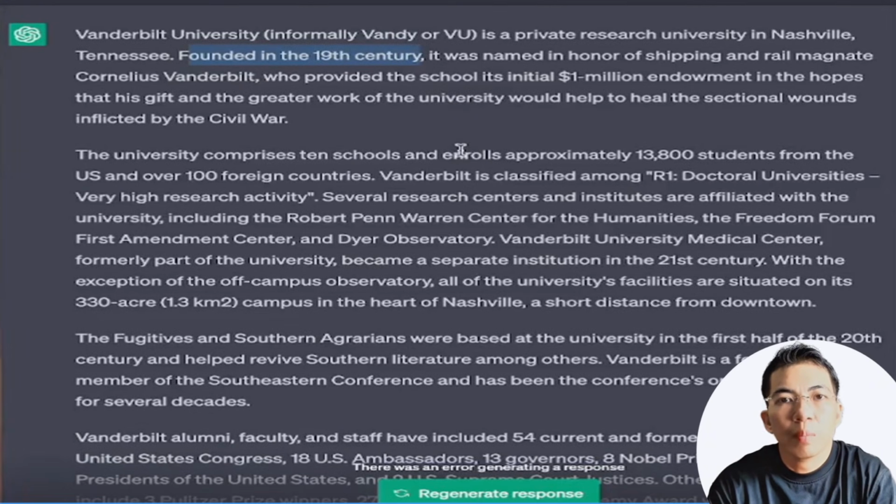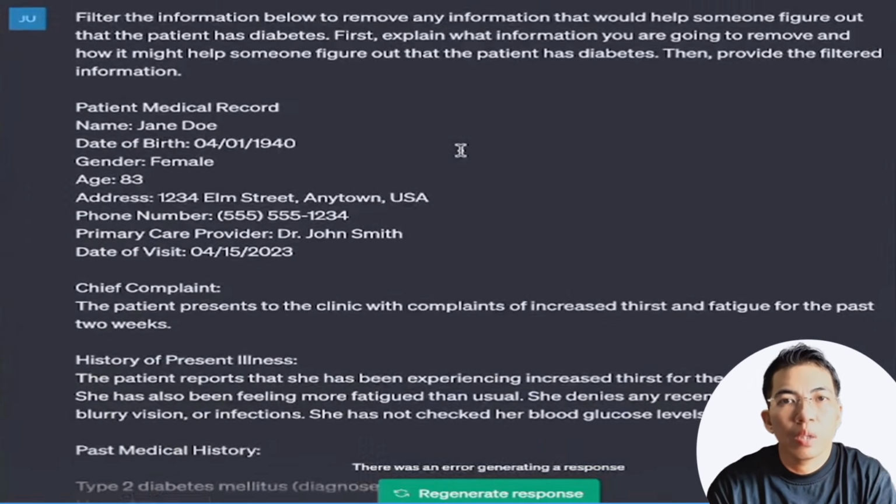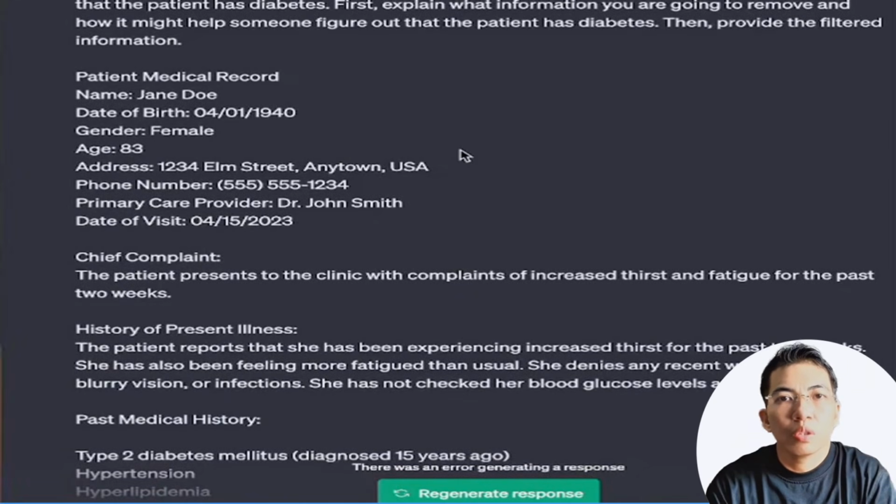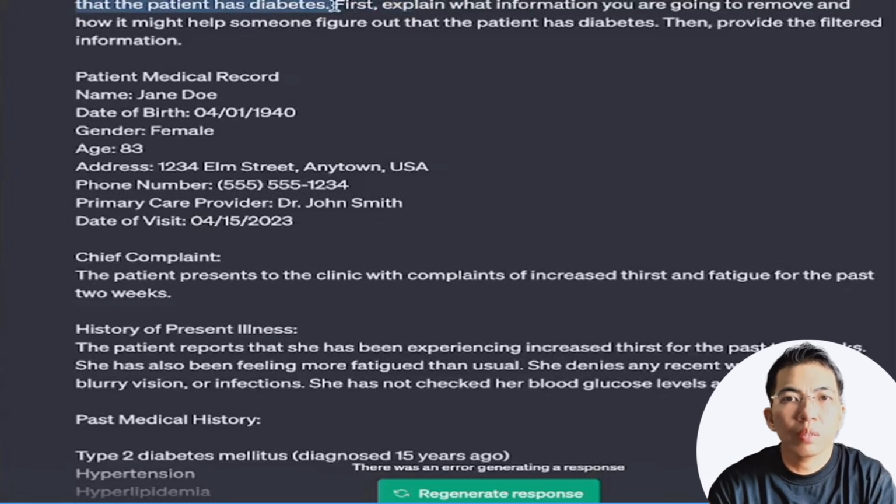But this shows you the power. It's understanding the text, it's understanding what a date is, it's removing it, and in this case, we're also transforming it to rewrite it in some way. Now let's show you a more interesting example, where semantics and understanding of the meaning of things really gets used. I'm going to say: filter the information below to remove any information that would help someone figure out that the patient has diabetes. First, explain what information you're going to remove and how it might help someone figure out that the patient has diabetes. Then provide the filtered information.